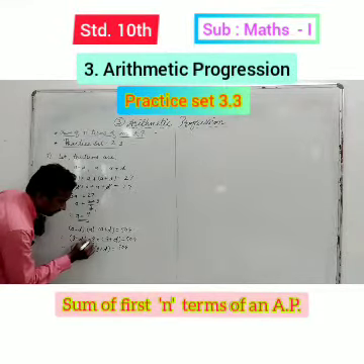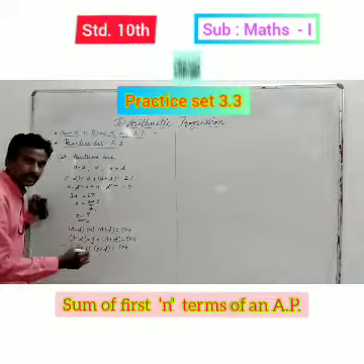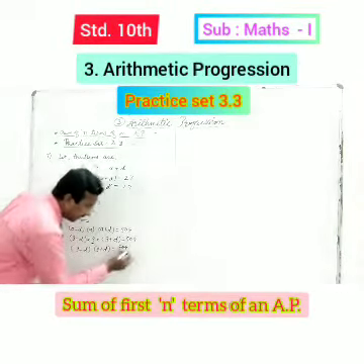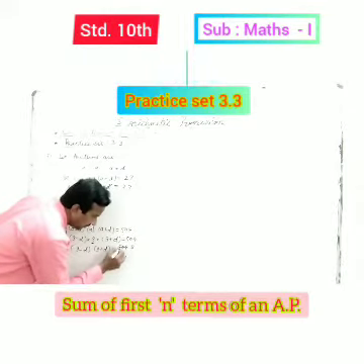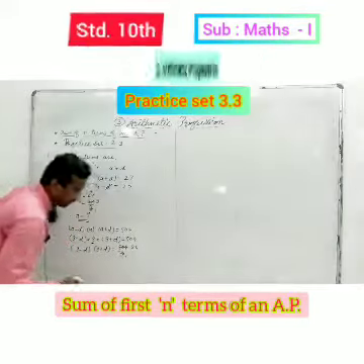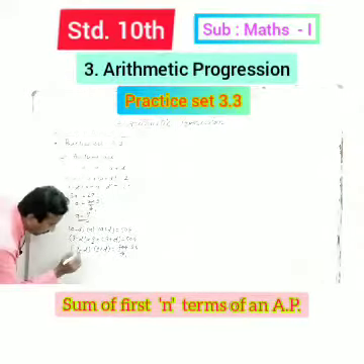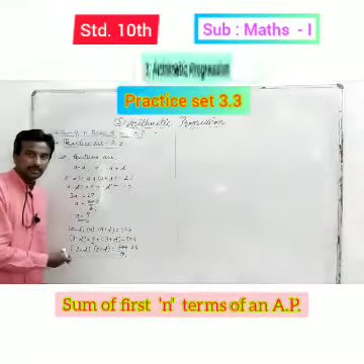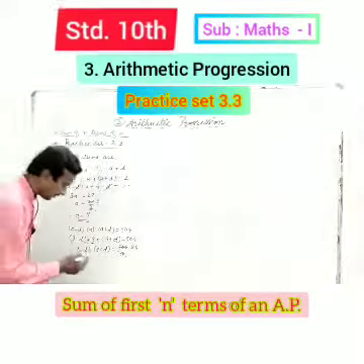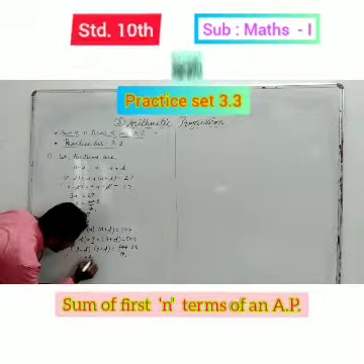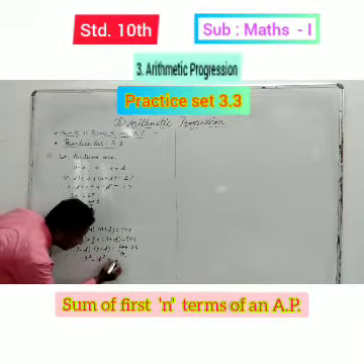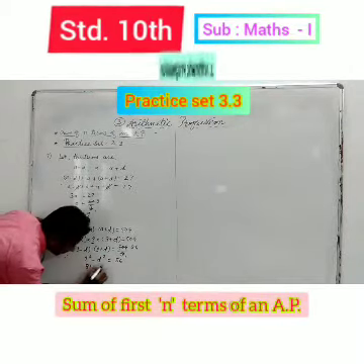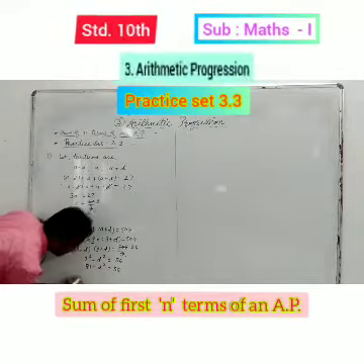This 9 goes to the RHS side, so it will become 504 upon 9. 9 ones are 9, 9 5s are 45, remaining 5, 9 6s are 54. So it is 56. We know the formula for (A plus B) into (A minus B), it is A square minus B square. Then it means 9 square minus D square equal to 56. Square of 9 is 81, minus D square equal to 56.